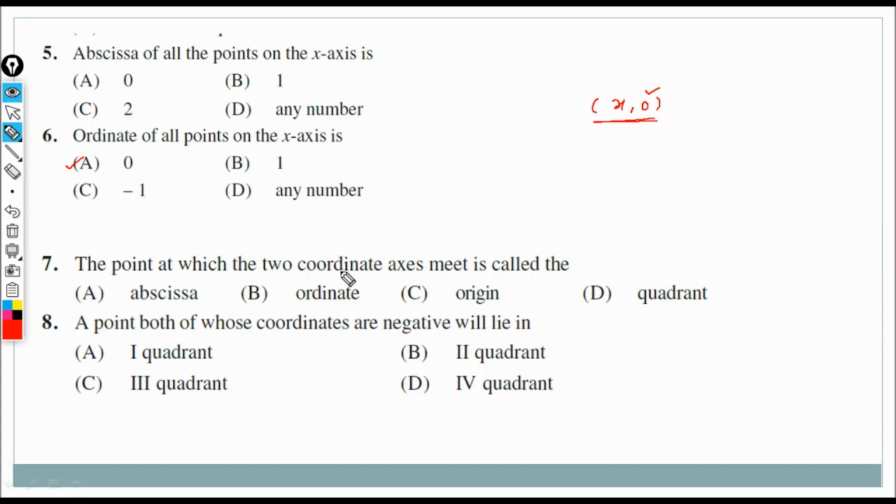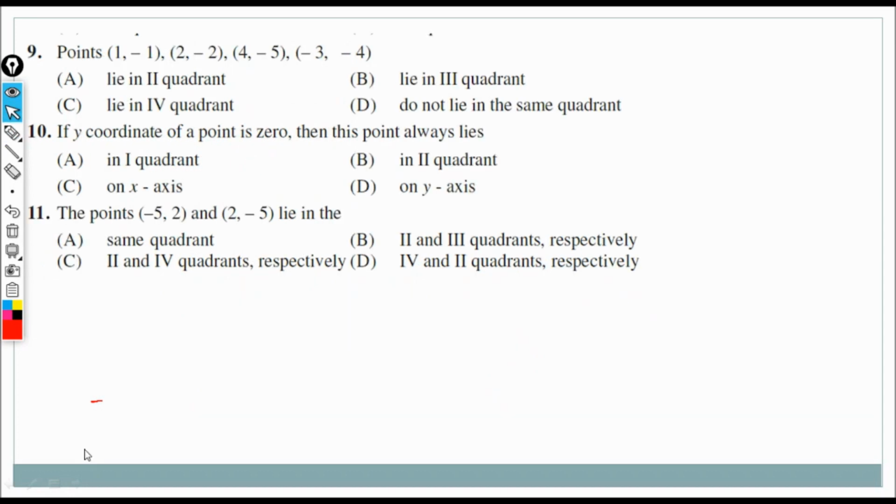The point at which two coordinate axes meet is called, जहां पर x axis और y axis intersect करते हैं बच्चों, that is called origin. The point both of whose coordinates are negative will lie in, देखिए बच्चों x coordinate और y coordinate negative, third quadrant. Question number 9. Points, these 4 points are given.